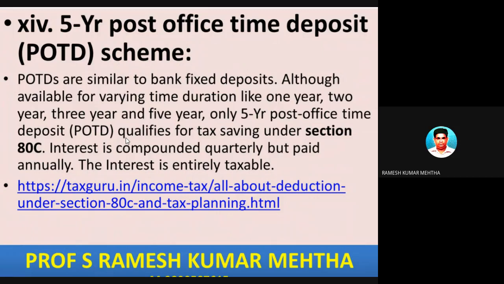Maximum is 1.5 lakh rupees. Interest is compounded quarterly but paid annually. The interest is entirely taxable. So this is about the 5 years time deposit scheme of the post office, which is called POTD, post office time deposit.